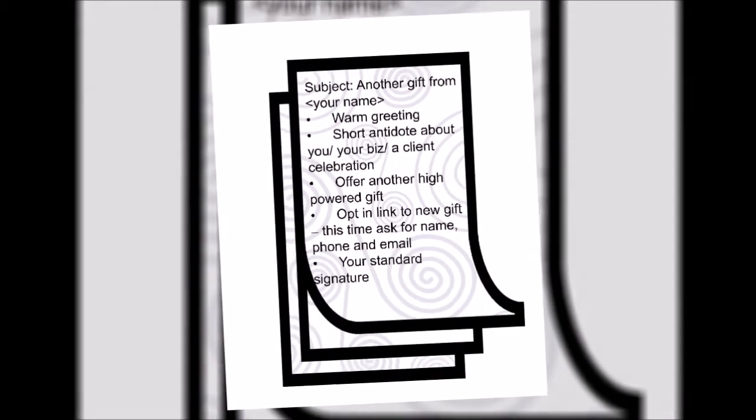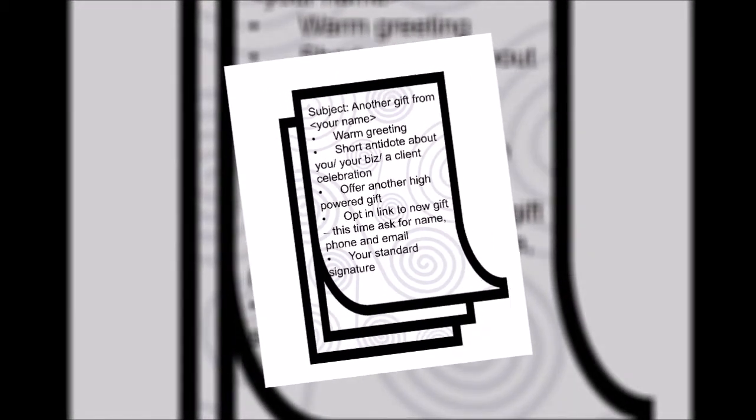On day 9, you'll send another message to them, and this message includes your greeting and then a short anecdote about your business, about you, or about a client's celebration. You'll offer them another free gift that really addresses their pain on a deeper level. And in order to receive this free gift, you will provide another opt-in box, and this time you'll ask for their telephone number. Since they already have started to get to know you and trust you, and they know your stuff is good, the people who are really interested will feel free filling in their phone number.